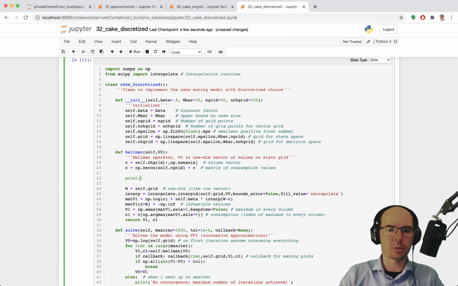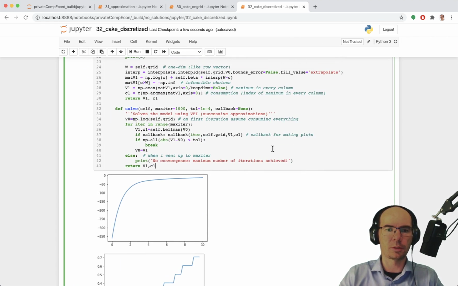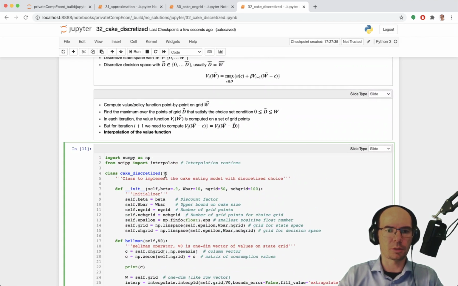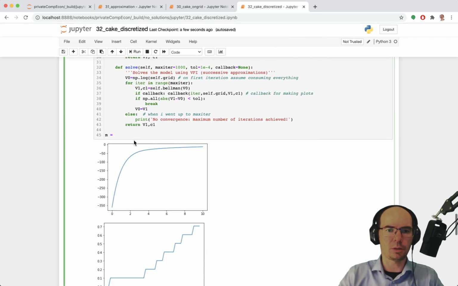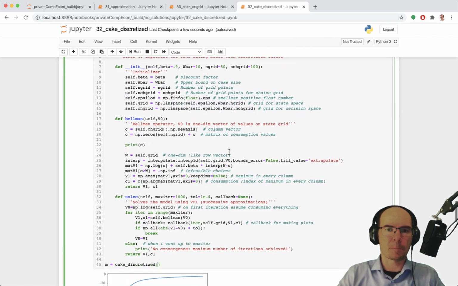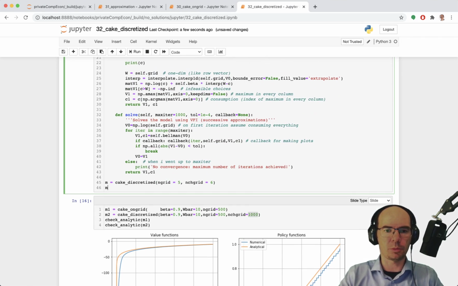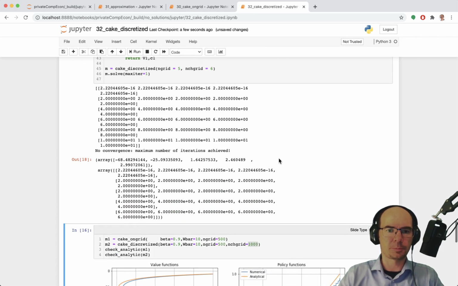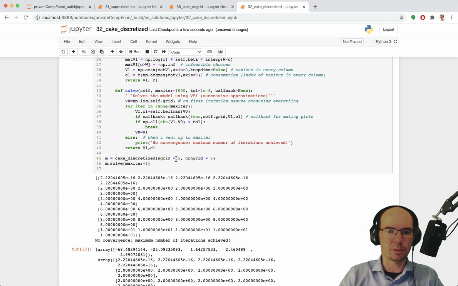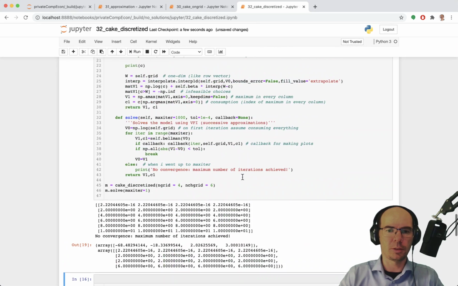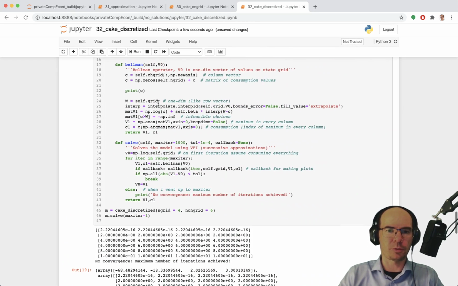Let's just check that I'm actually having what I want here. I'll put the testing code right in this cell. So this is going to be cake discretized. But let me say that n grid equals, say, 5 and choice grid equals 6 to keep it small. And then I want to say solve, but max iter, let it be just 1. Okay, so here we go. I still can't show it really nicely. Oh, how about that? So here's the matrix of C's, right?